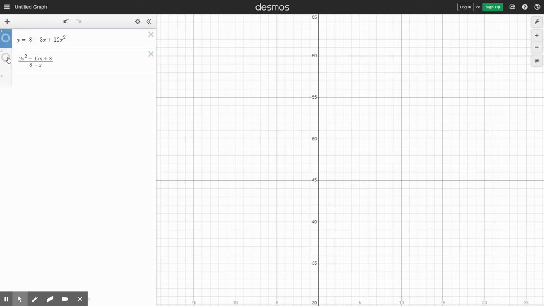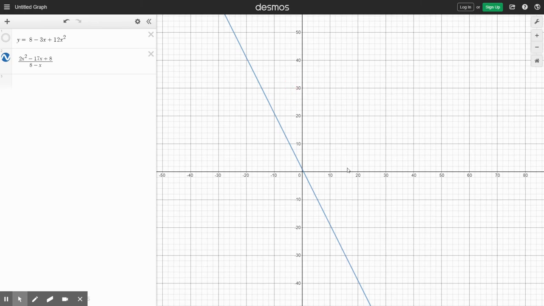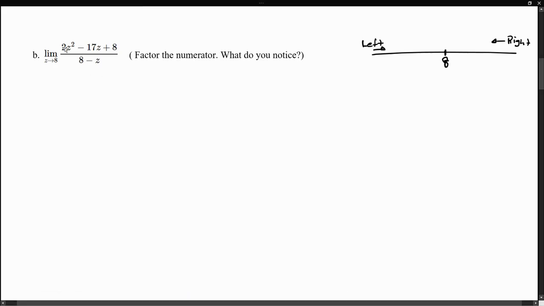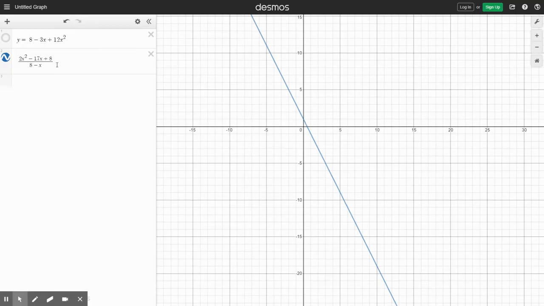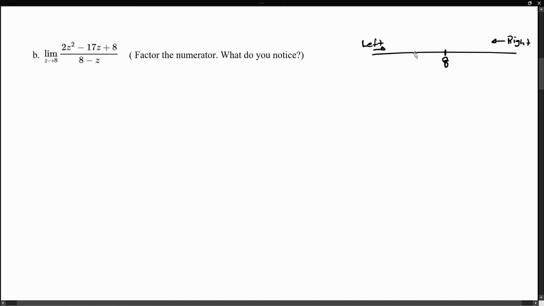So let's erase this. This is the function that we're interested in now. So this is a line. This is a linear function. That's fine. So what are we interested in? We're interested in this function as z is getting closer to 8. So let's take a look at a table of values here. Let's choose some points that are coming from the left-hand side, getting closer to 8.